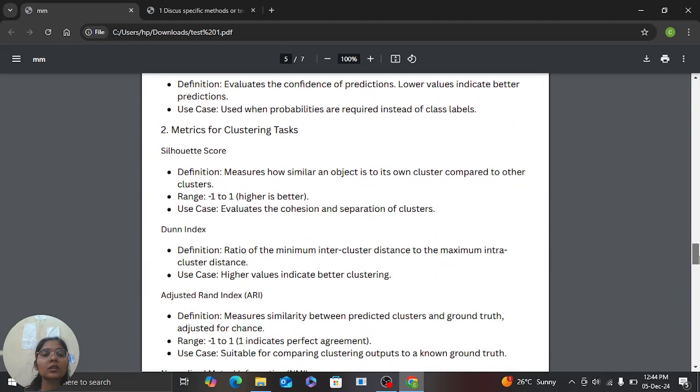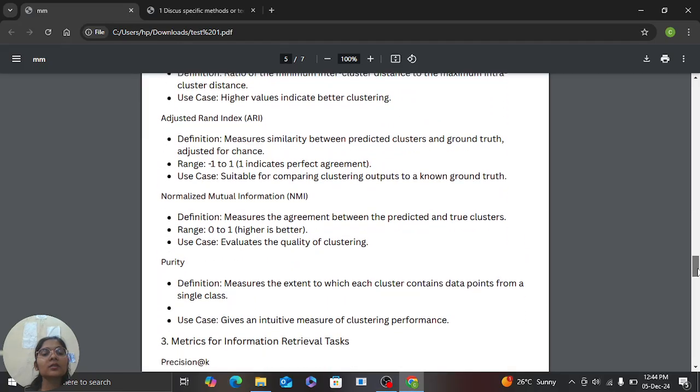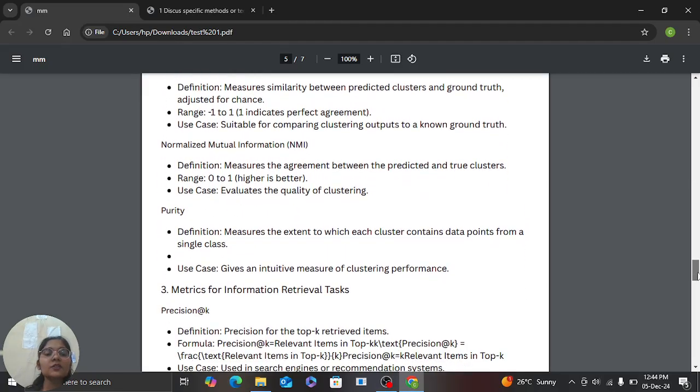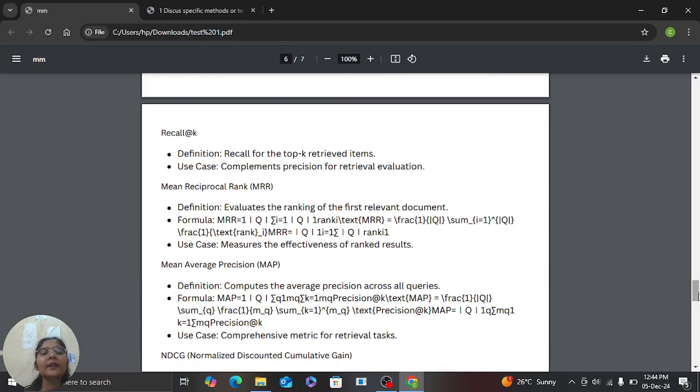Then metrics for the clustering task. I will not explain these topics here, because they are very in depth.